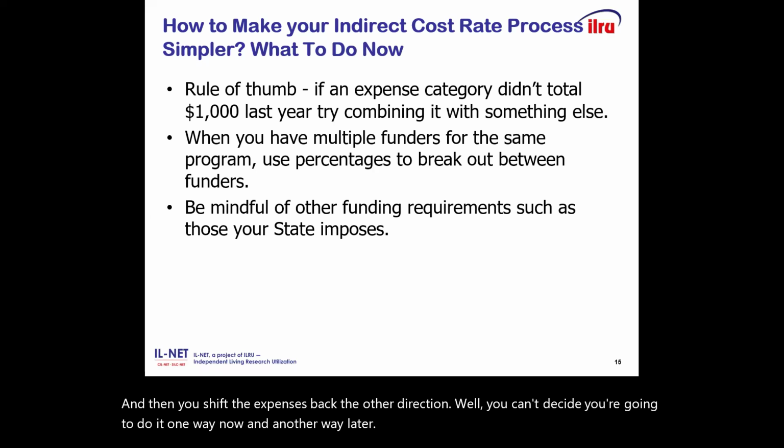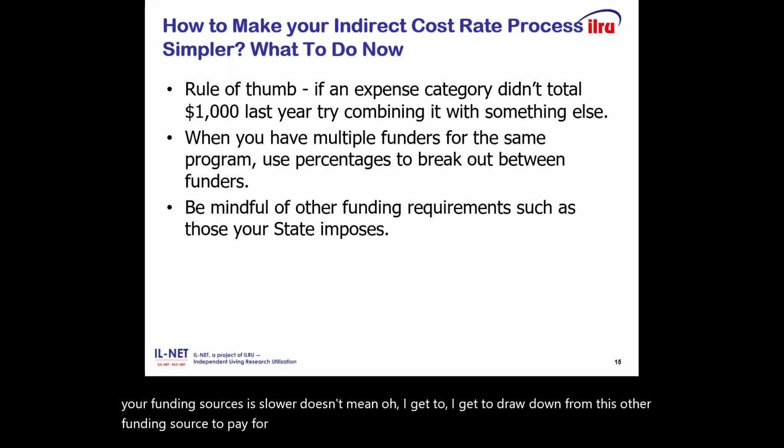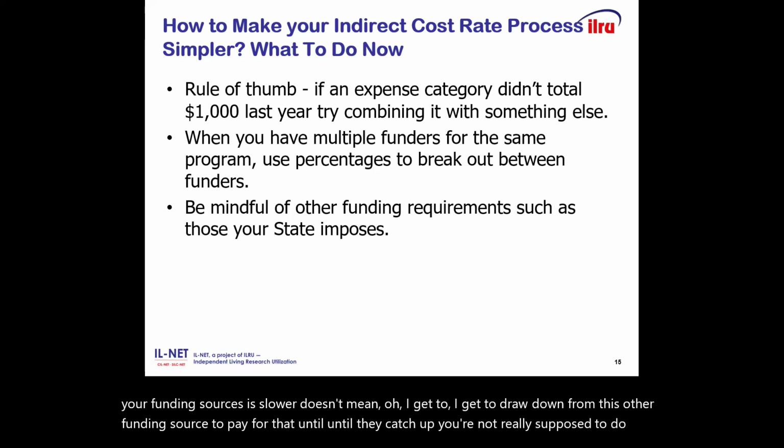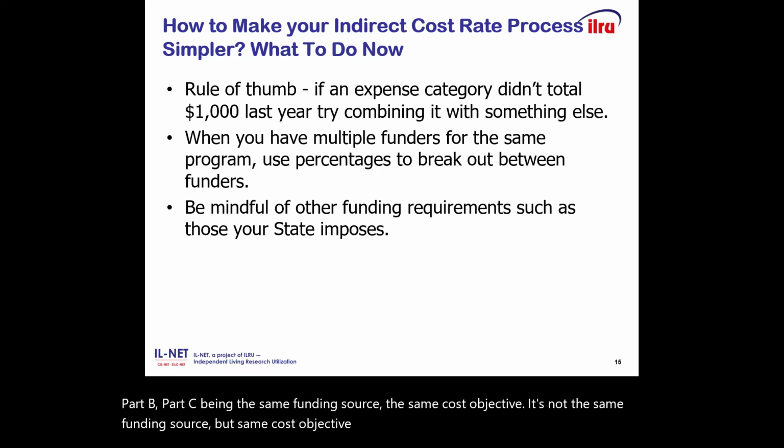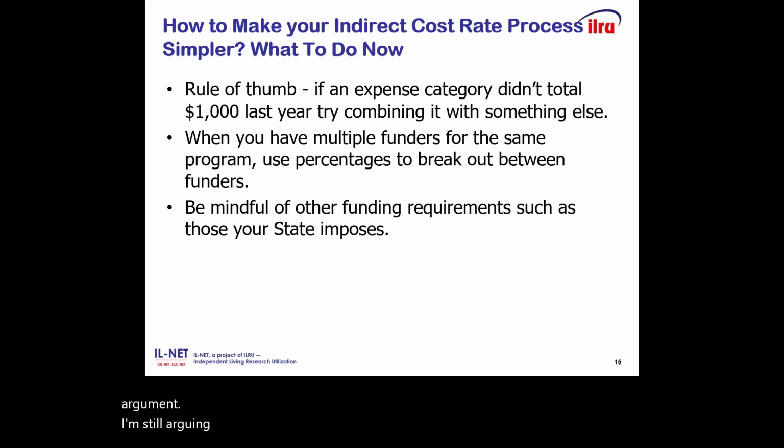And so just because one of your funding sources is slower doesn't mean, oh, I get to draw down from this other funding source to pay for that until they catch up. You're not really supposed to do that. The exception may be an argument that could be made with Part B and Part C being the same cost objective. It's not the same funding source, but the same cost objective. And ACL has not at this point accepted that argument. I'm still arguing it, but they haven't come through to say, yes, we can combine them.